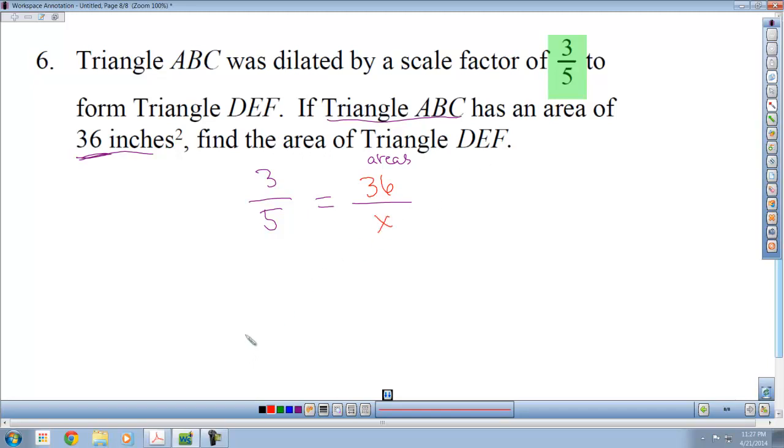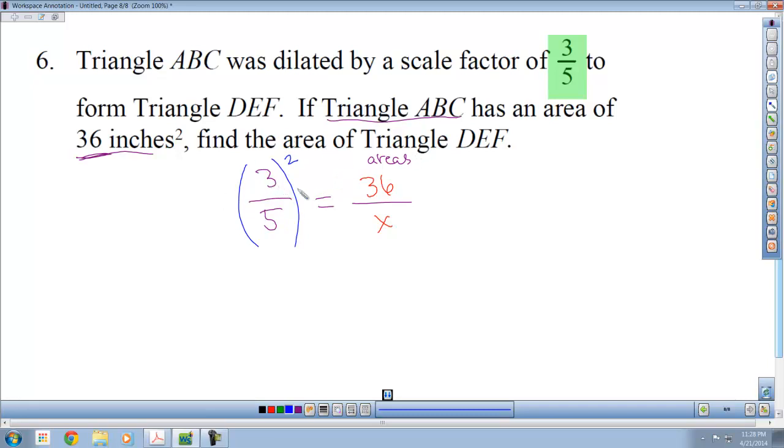Everything looks great except this scale factor or ratio of similarity is not equal to a ratio of areas. The only time it would be equal is if we came over here to our ratio of similarity, our scale factor, and we squared it. You'll remember this from the class that you had. Perimeters are equal. Areas are only equal when you square. And what about volumes? Volumes are only equal if you cube.